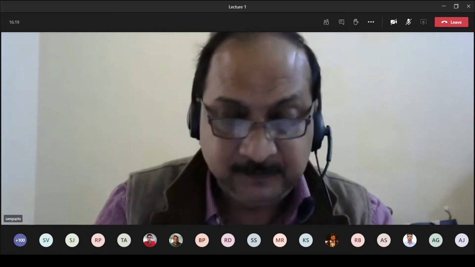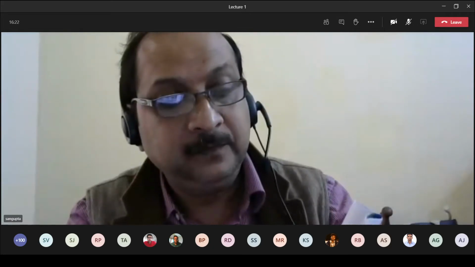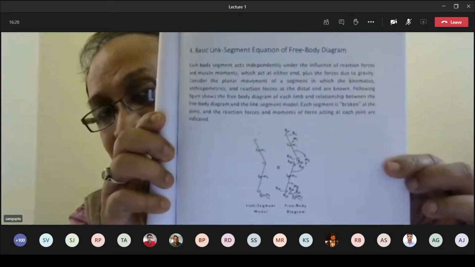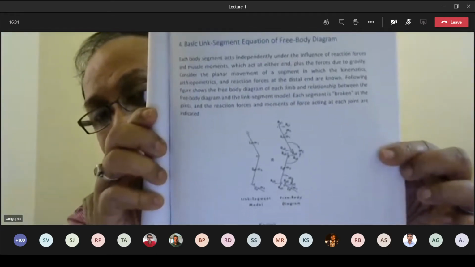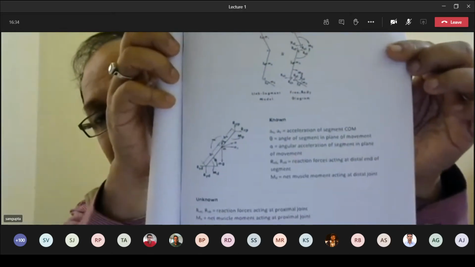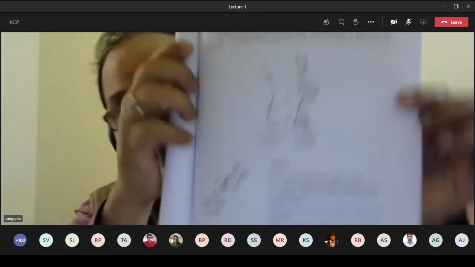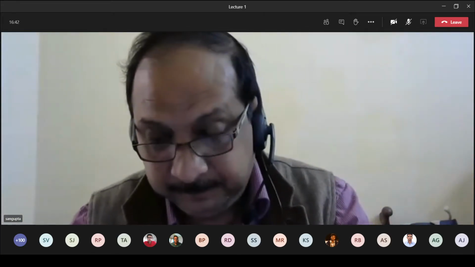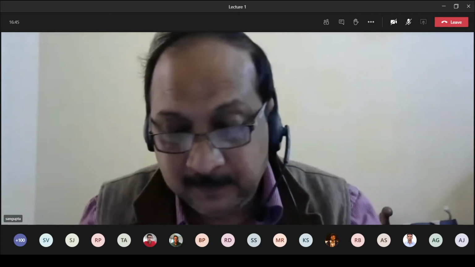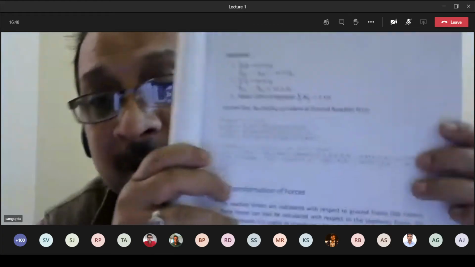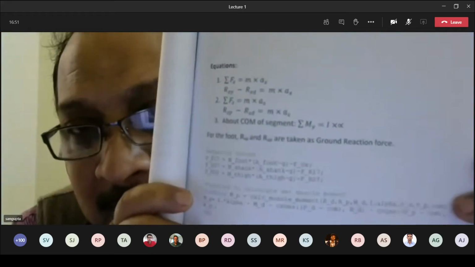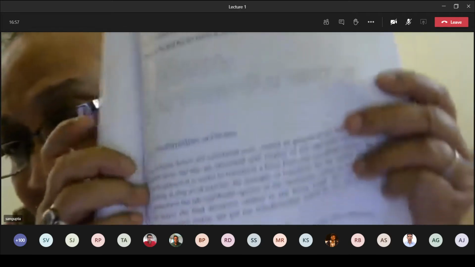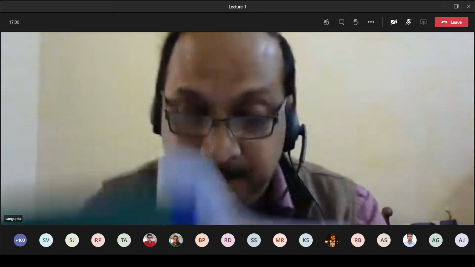After that, they have the basic line segment model equations. They have formed the equations, line segment, you can see. Now they are entering into the calculations. The main equations of inverse dynamics, the forces, the linear acceleration, then the angular acceleration, are all narrated here.